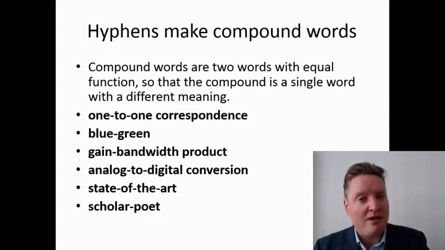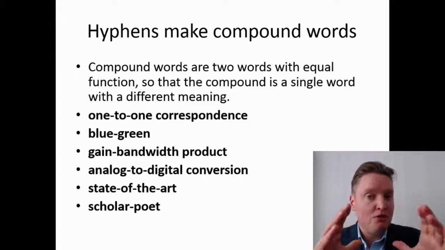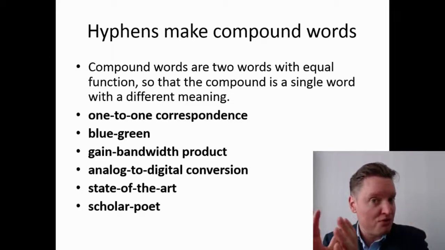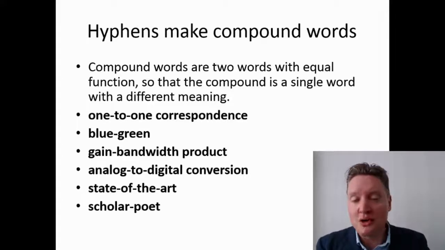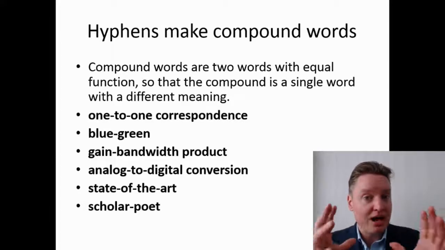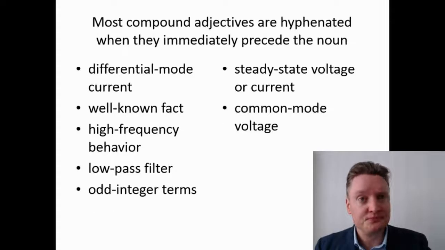Blue-green. We want to make a new color, and blue or green is not more important, so we hyphen them. Gain-bandwidth-product. Both gain and bandwidth are modifying product, so to show the reader that they're both talking about the product, I hyphen them. State-of-the-art, analog-to-digital, scholar-poet. These are all examples of compound words that we can create using a hyphen.